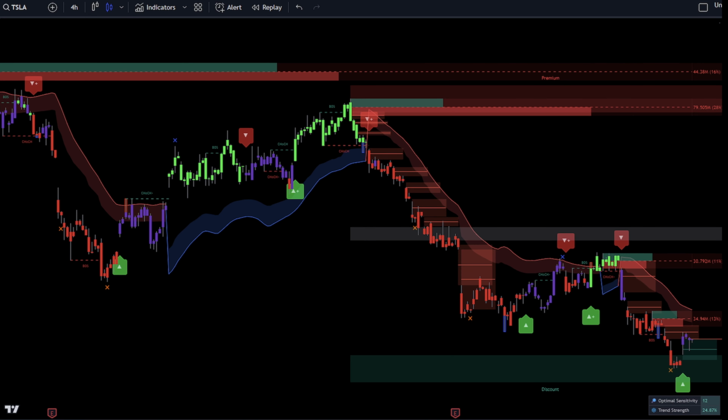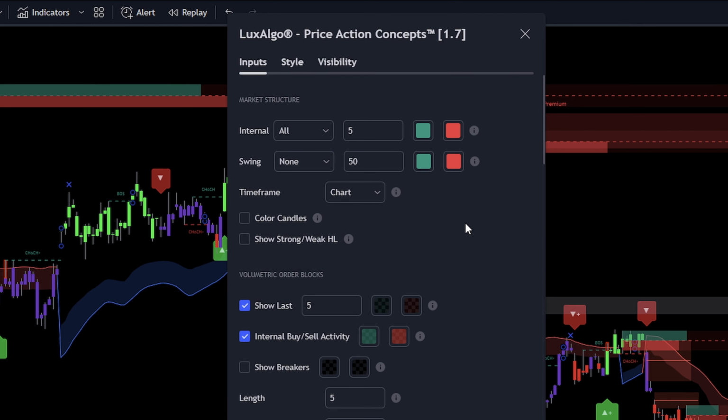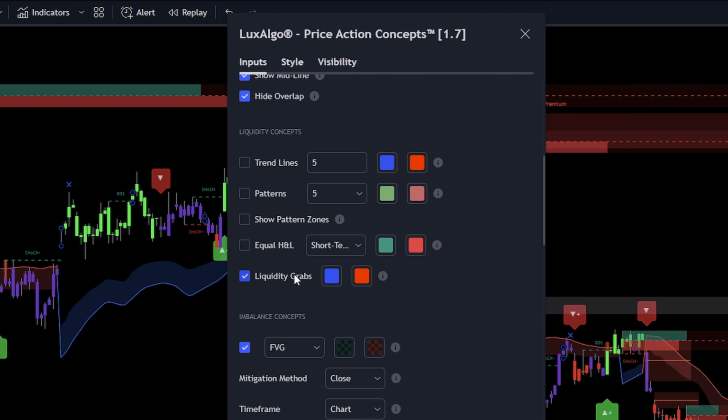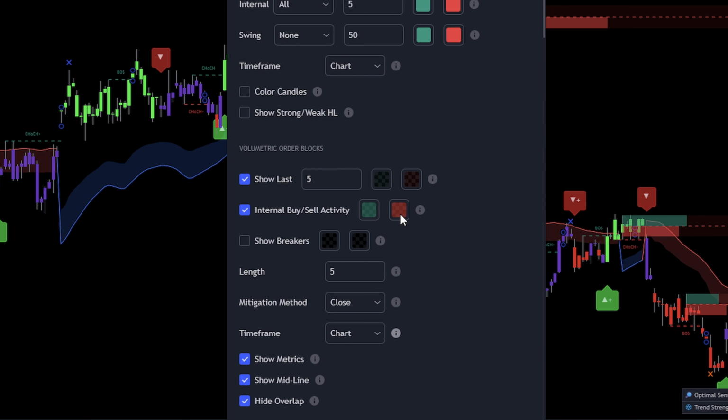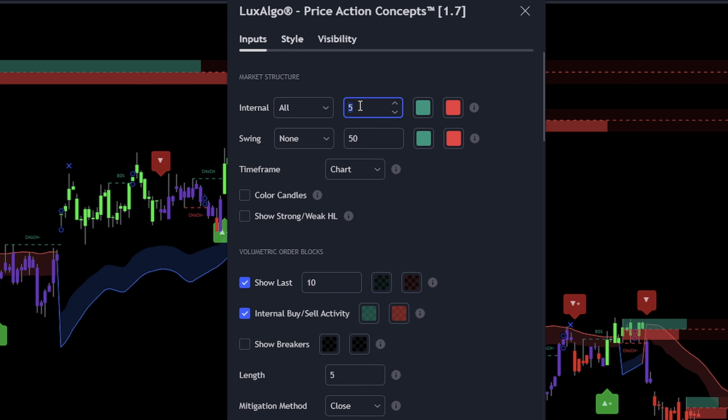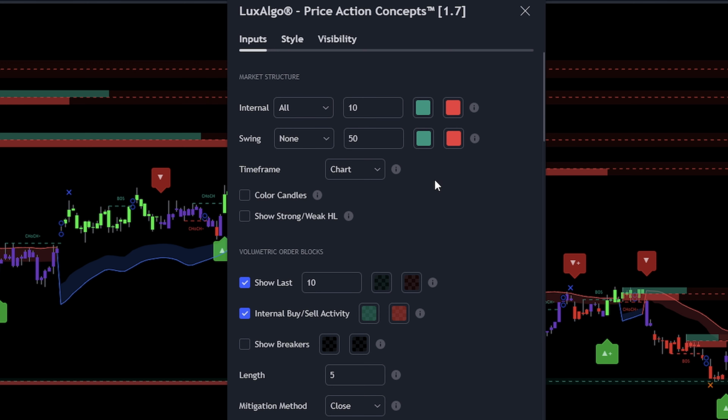Now, let's tailor the Price Action Concepts settings to our strategic advantage. Under the settings for the Price Action Concepts, the strategy is going to focus on changes in market structure. So unselect the following options, cleaning up our charts. Additionally, we are going to increase the length for the order blocks from 5 to 10 to increase the length used for the analysis, and we're also going to change the length for the internal market structure from 5 to 10.